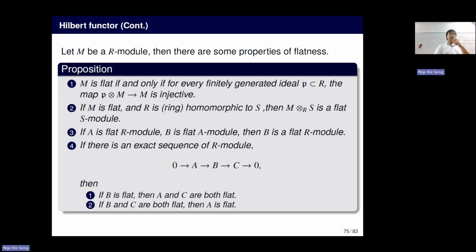Also, if we have a flat M and a ring homomorphism, then actually M tensor S is a flat S module. Of course, this flatness is also transitive. So if A is a flat R module and B is a flat A module, then B is also flat over R.